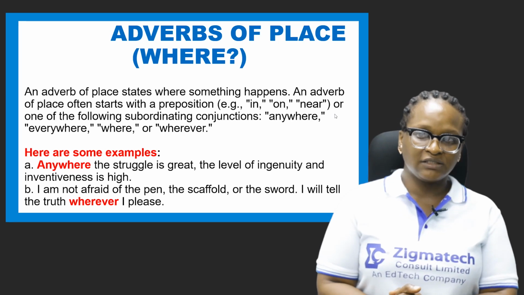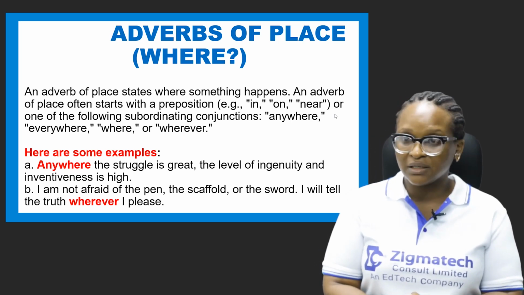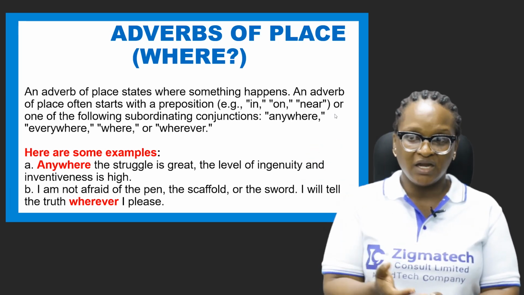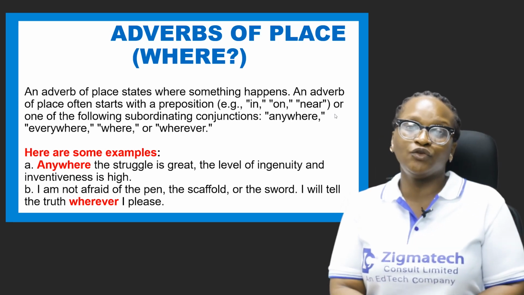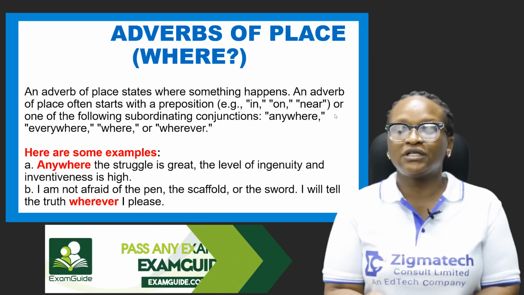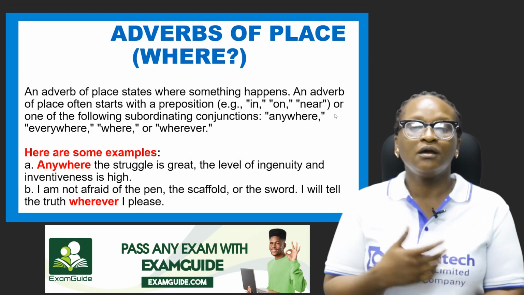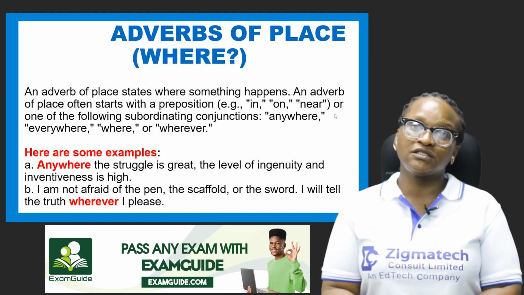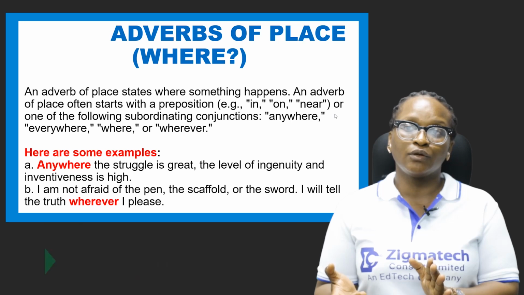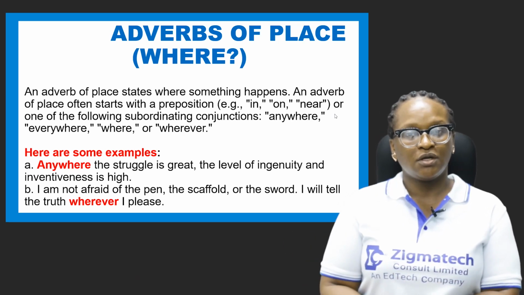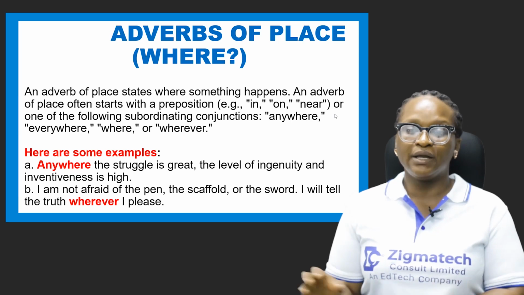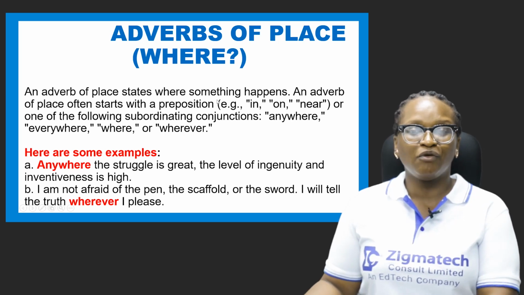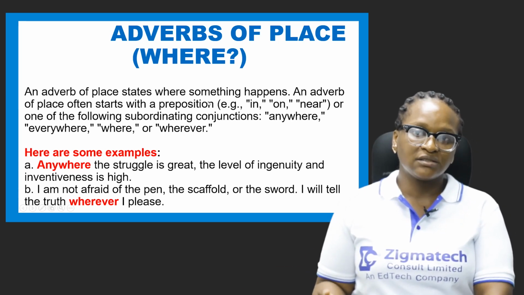So you can see that adverbs of place must not necessarily start with where, everywhere, wherever, anywhere. It can start with prepositions. Where are you? I am under the table. Under the table. On, under, in, they are all your prepositions. So you can actually start off a sentence, or rather your adverb of place, with a preposition. Yes, your adverb of place can start with a preposition. So it's not basically any of these words, and that was why I stated that an adverb of place often starts with a preposition.